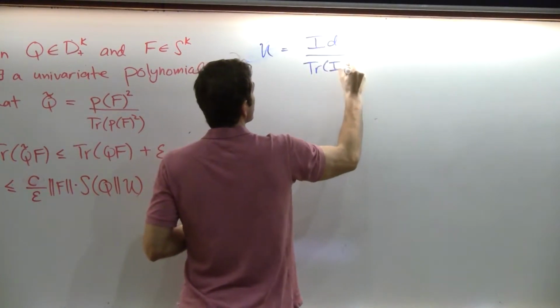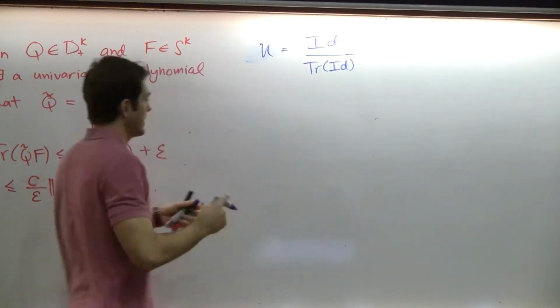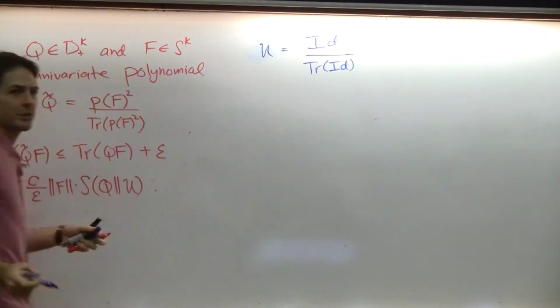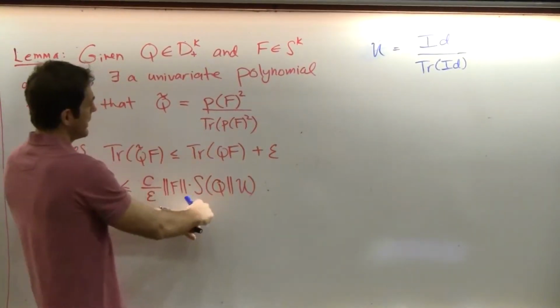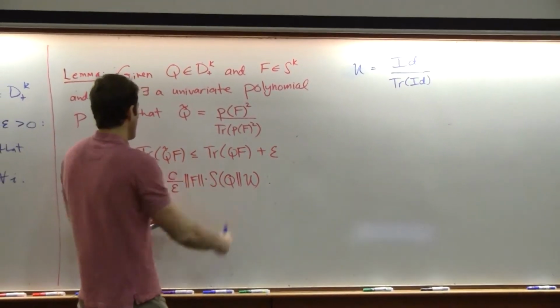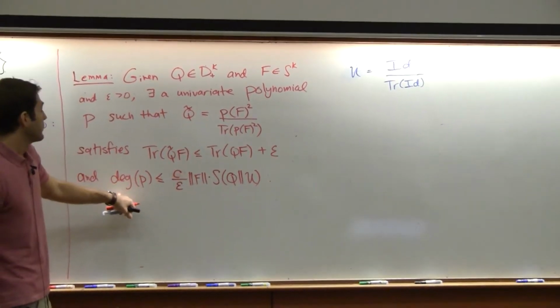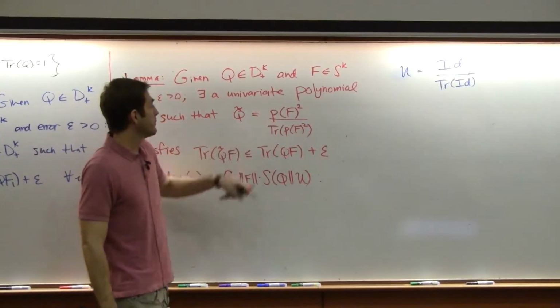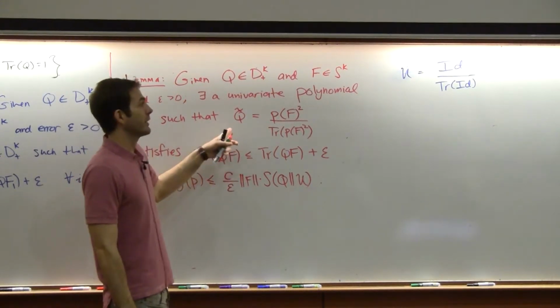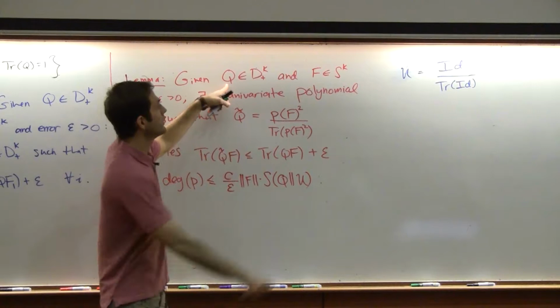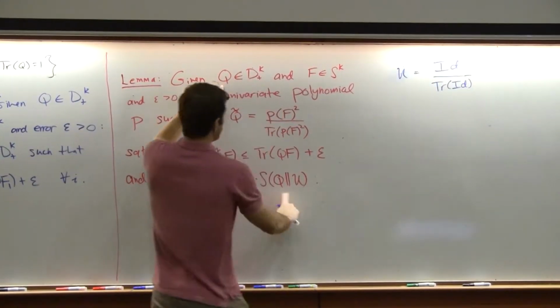So U is just the identity matrix scaled to be a density. It's called the maximally mixed state in quantum information. So for instance, if Q was equal to the maximally mixed state, then the relative entropy here would be 0. And that would make a lot of sense because we could just take P to be the identically 0 polynomial, and we would get a very good approximation. Like if this Q was this U, then this would be 0.